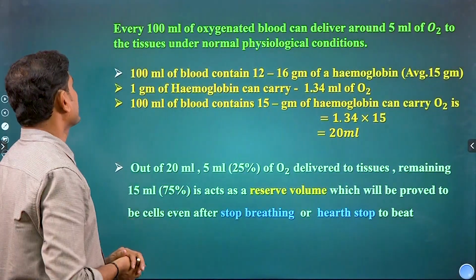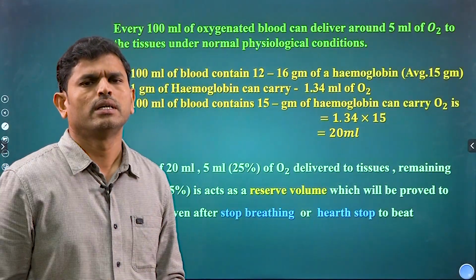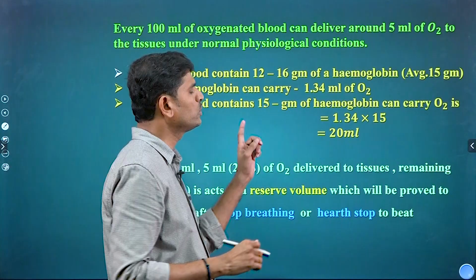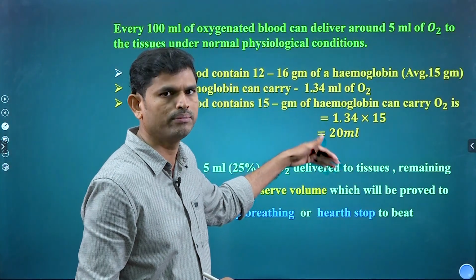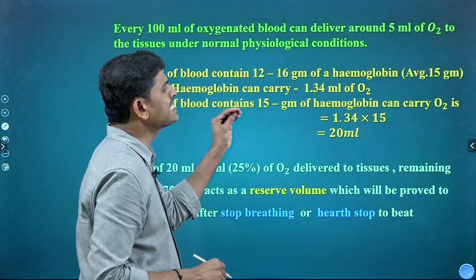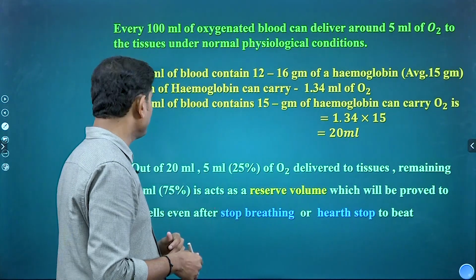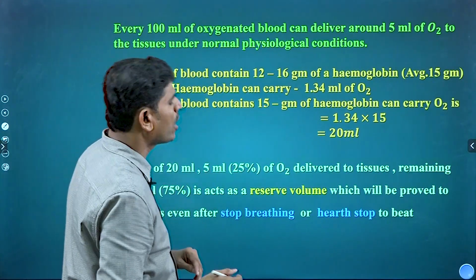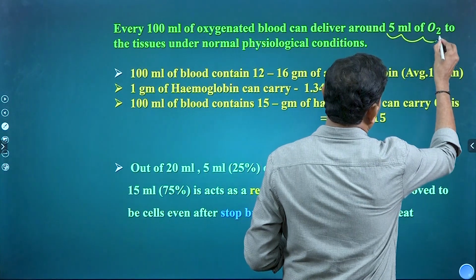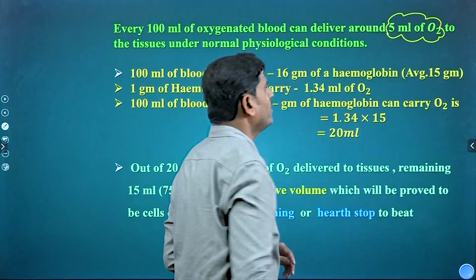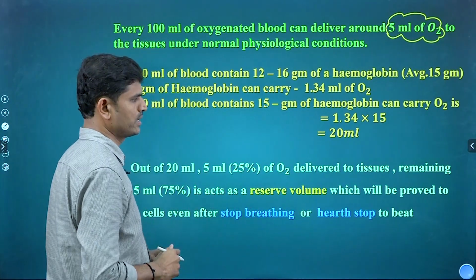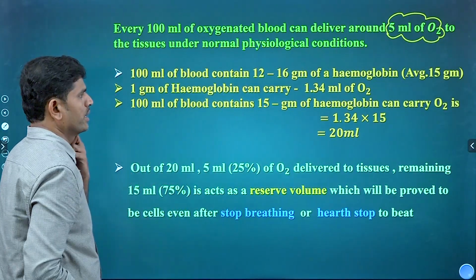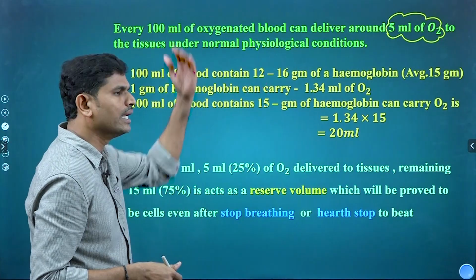Next slide. Here the transportation of oxygen was completed. This is the last point. In 2019 a small numerical problem was given. This information is not clearly given in NCERT. What NCERT gives is that 5 ml of O2 will be delivered by every 100 ml of oxygenated blood to the tissues. That is clearly mentioned in NCERT. This is under normal physiological condition; during exercise this can increase a bit.